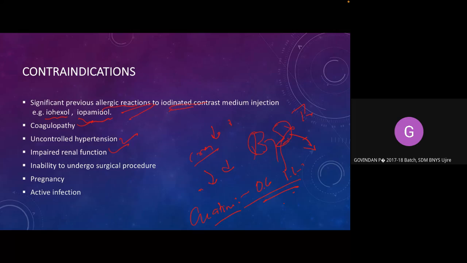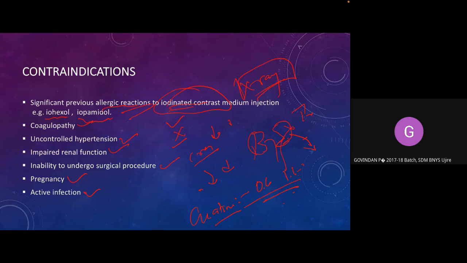Okay, inability to undergo surgical procedure, because there is no use of an intervention. Pregnancy, why can't we give this angiogram? Why can't you do it in pregnancy? Because one is iodinated contrast, which is contraindicated. Also, you are exposing for X-ray, which is again a contraindication. What will happen if you subject a pregnant woman to repeated X-rays? Fetal anomalies, sir. Fetal anomalies can happen.